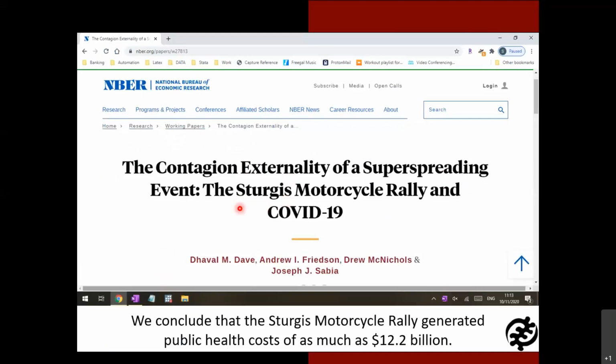The economic benefits of this rally: the people who drove to the rally got some benefits. The economic benefits to the town are very clear. Lots of money spent in that town. Lots of economic activity in South Dakota.